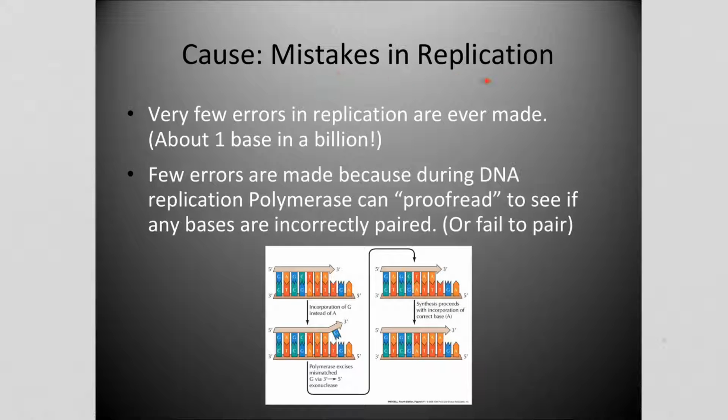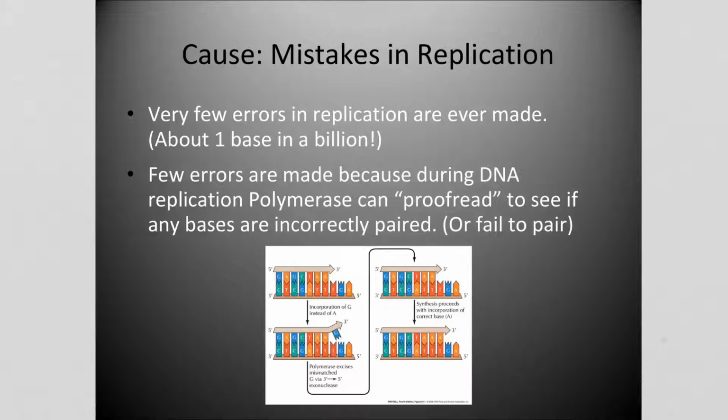So mistakes in replication can happen. When we copy our DNA to put it inside a new cell, we can accidentally make mistakes. It's very rare. The statistic they throw out is 1 base in a billion gets replicated wrong. And even then, that one single base has to be a base that affects a protein to actually have any sort of effect. And these errors commonly get picked up.